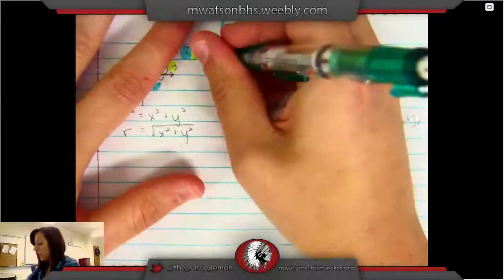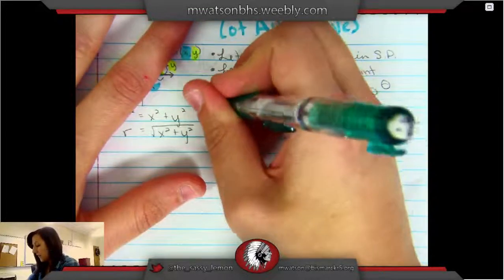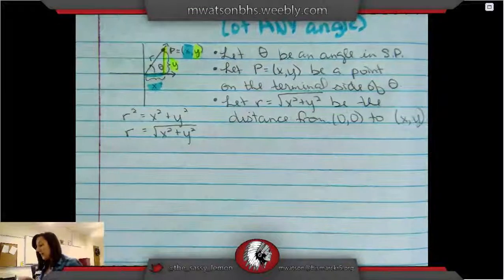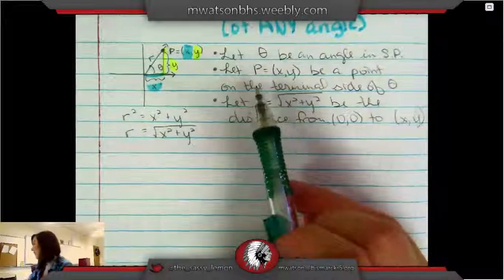So we have three statements here about this diagram. We have an angle theta, we have a point P.